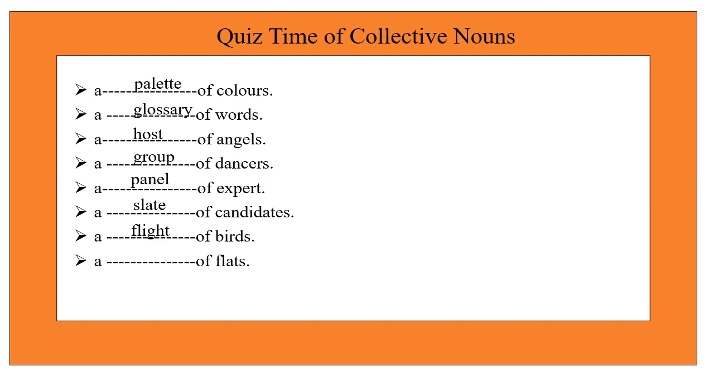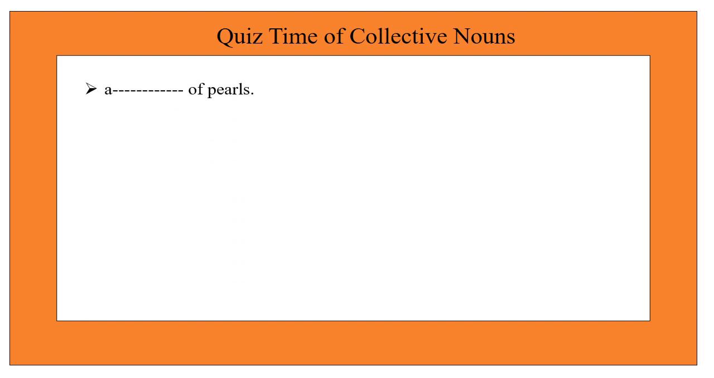When there is a series of flats, it is known as a block of flats. Next one, a dash of wood. It is known as a stack of wood. Now let's see the next example. A dash of pearls. It is known as string. Okay. Next example. A dash of money. When there is lot of money together, it is known as a pile of money.